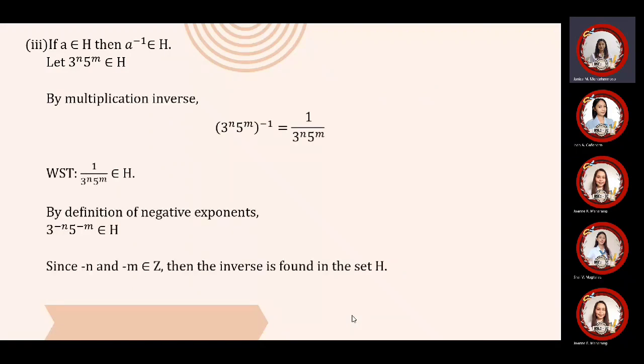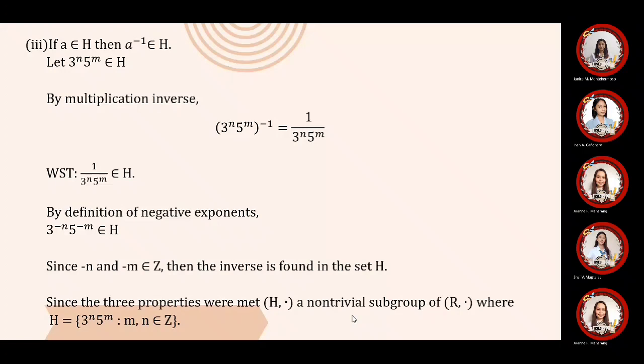Let 3 raised to n times 5 raised to m be an element of H. So by multiplicative inverse, we have (3 raised to n times 5 raised to m) inverse equals 1 over 3 raised to n times 5 raised to m. So we need to show that 1 over 3 raised to n times 5 raised to m is an element of H. And by the definition of negative exponent, we have 3 raised to negative n times 5 raised to negative m, an element of H. Since negative n and negative m are elements of Z, then the inverse is found in the set H. Hence, the three properties were met.